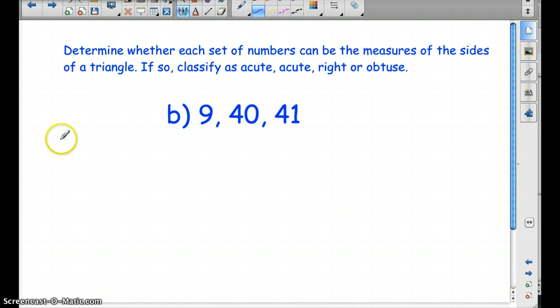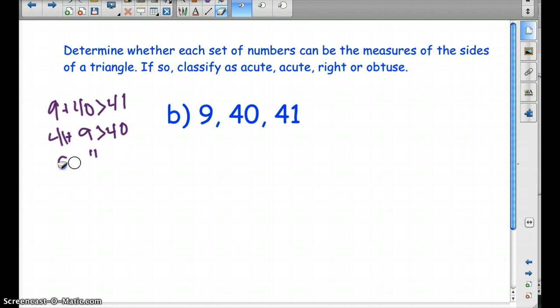Okay, next one, 9, 40, and 41. First of all, check to see if it is a triangle. So 9 plus 40, that's going to be greater than 41. 41 plus 9, that's going to be greater than 40. And 9 plus 41, I already did that one. Which one haven't I done yet? 40 plus 41 is greater than 9. Okay, so it's a triangle.